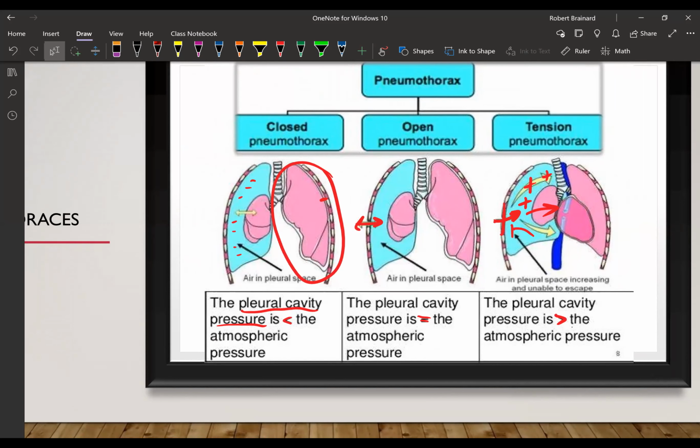Because a normal lung intrapleural pressure is supposed to be negative, on average, -4 or 5 millimeters of mercury. In the closed pneumothorax, maybe it's only -1, but it's still slightly negative compared to atmospheric or alveolar. Does that make sense? Did that help kind of?